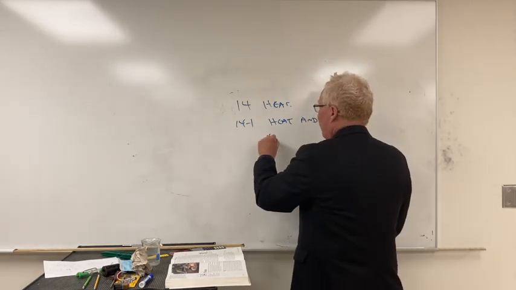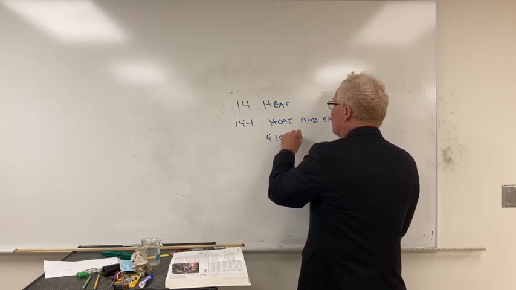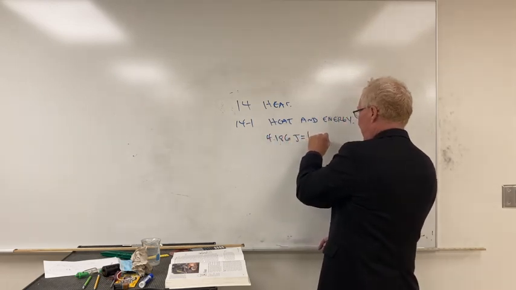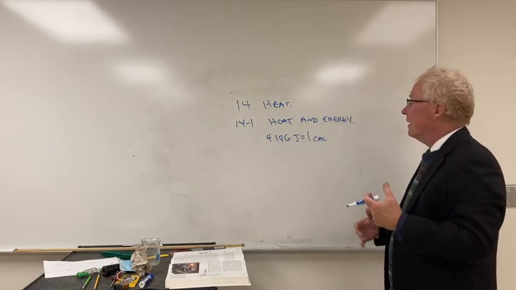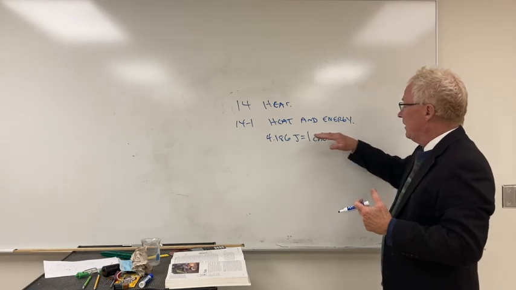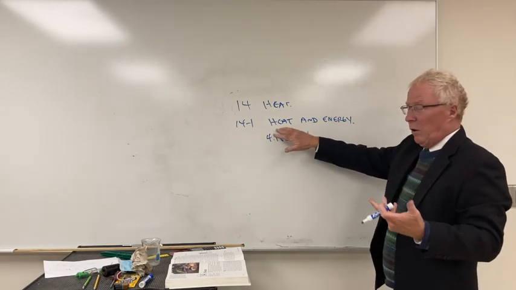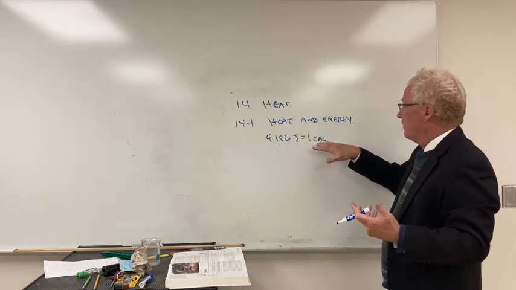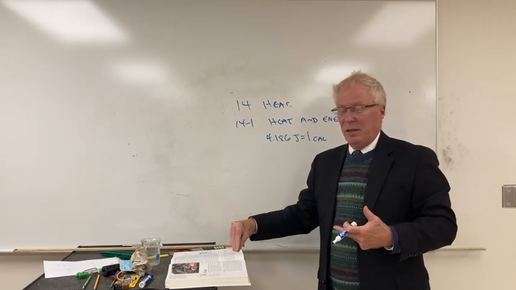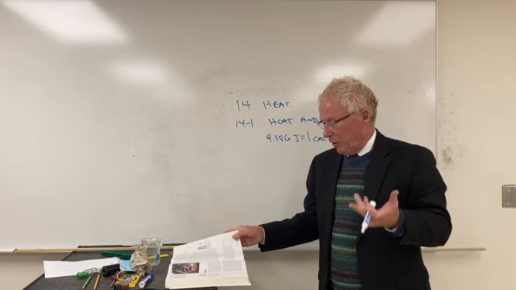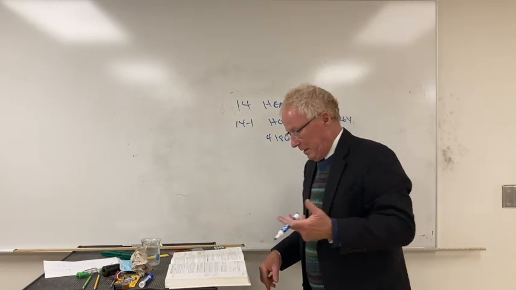So again, 4.186 joules is 1 calorie. That's part of that definition, connecting heat energy in, say, water, and how that can convert to mechanical energy, mgh, potential energy. So we talked about that before already.